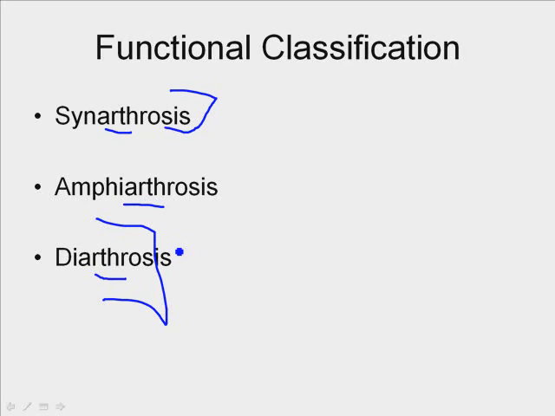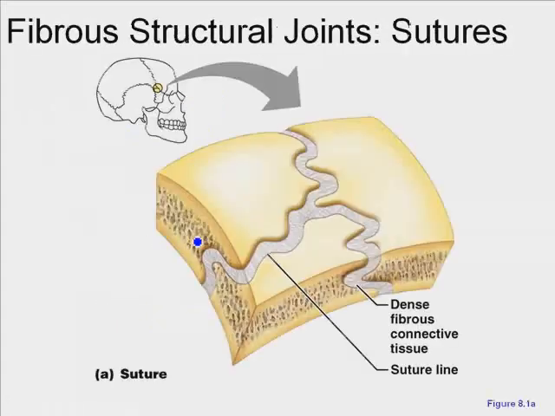Now what we're going to try to do is cross-reference this functional classification with the structural classification that we'll see. With structural classification, we're going to ask, is there a joint cavity or not? And if not, what connects it together? Is it cartilage? Is it fibrous connective tissue? Well, with this first one, where what holds it together is fibrous connective tissue without a joint cavity, we're dealing with one of three things: a suture, a syndesmosis, or a gomphosis.